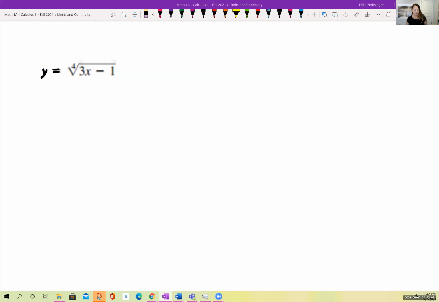The next example says y is equal to the fourth root of 3x minus 1. I need to look at my domain because it's not going to be continuous anywhere where x is not in the domain of that function. I notice that I have a radical and my index is 4, so I have an even powered radical. And so I can't have values of x which make the radicand a negative number. I have to have 3x minus 1 greater than or equal to 0.